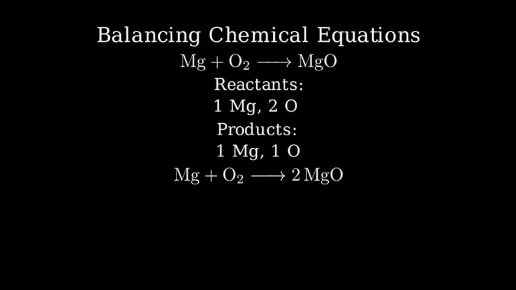Now, let's count the atoms again. On the reactant side, we still have one magnesium atom and two oxygen atoms. On the product side, we now have two magnesium atoms and two oxygen atoms.